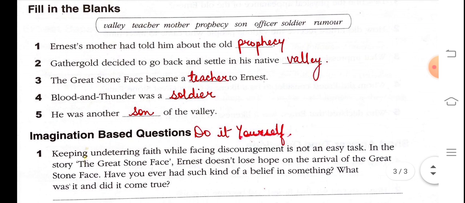Now, students, fill in the blanks. I'll read out the sentences for you. Ernest's mother had told him about the old. Yes, the answer is prophecy. Gathergold decided to go back and settle in his native valley. Answer is valley. The great stone face became, we all know, a teacher to Ernest. Teacher to Ernest. Blood and Thunder was a soldier. Fifth one, he was another son of the valley.